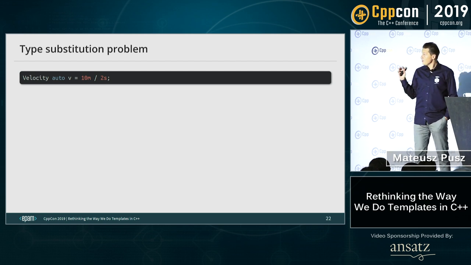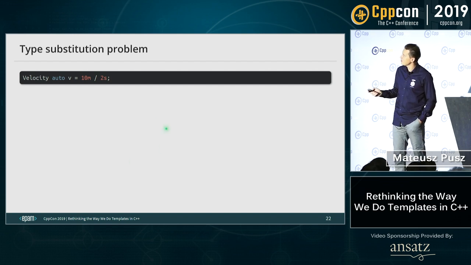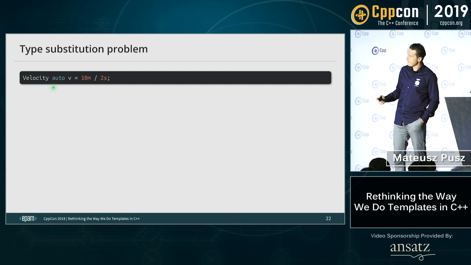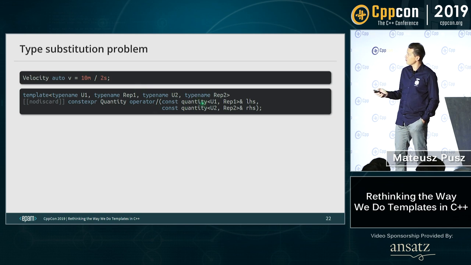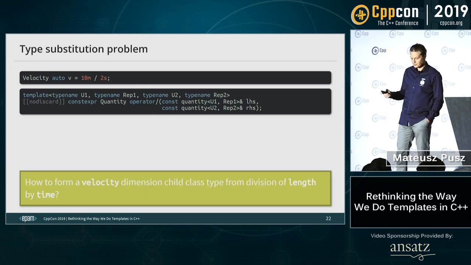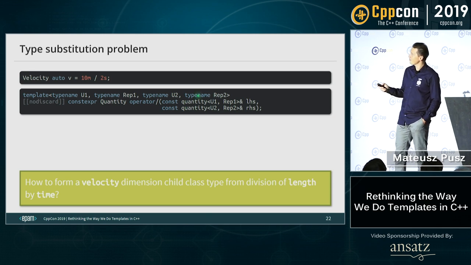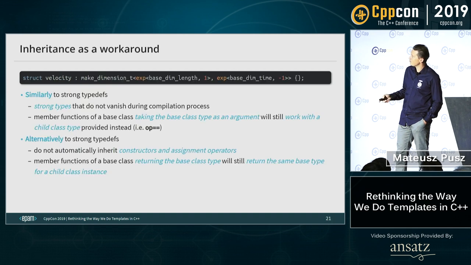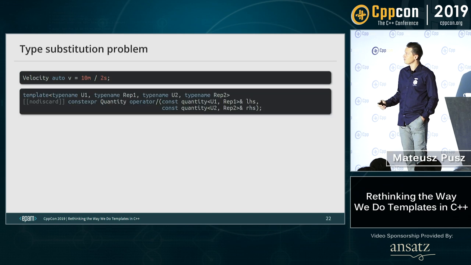So, having this, we have a velocity that's actually a concept in C++20, that constrains the auto-deduced type. We have the operator division on two different quantities of two different units. And we have a small problem here. We have here, from this previous slide, length, time, and velocity as child classes of some, let's say, generic primary template.